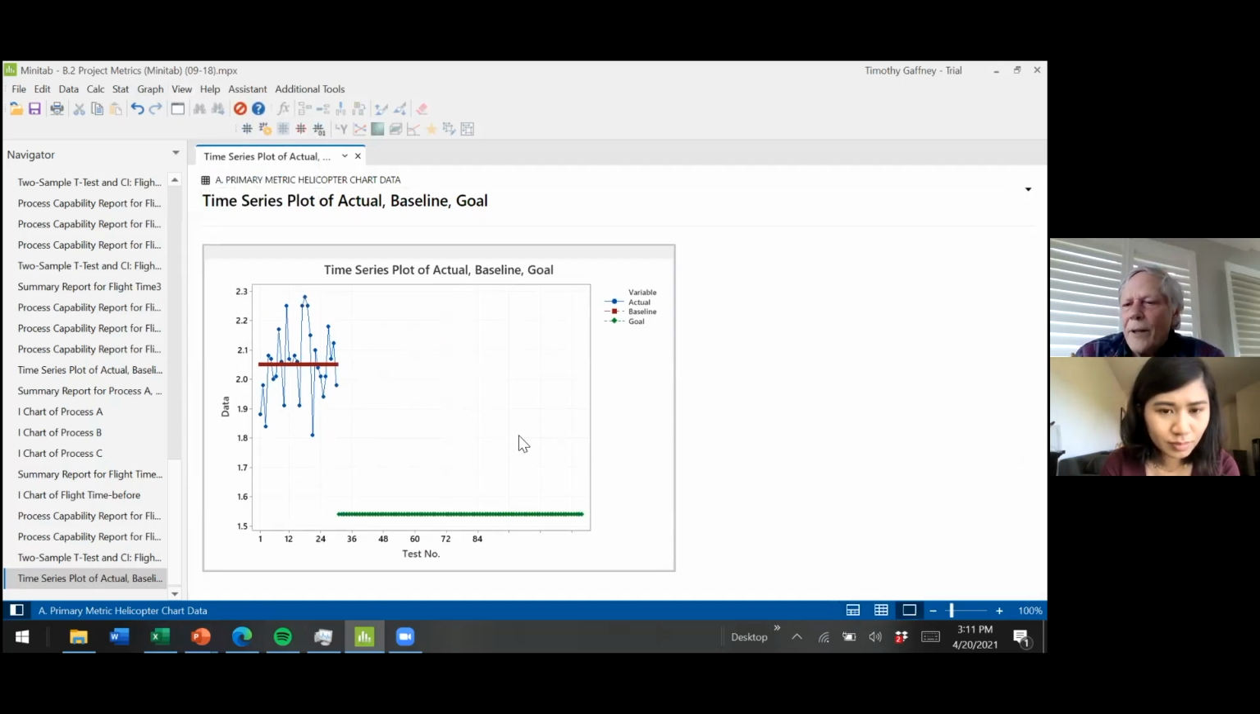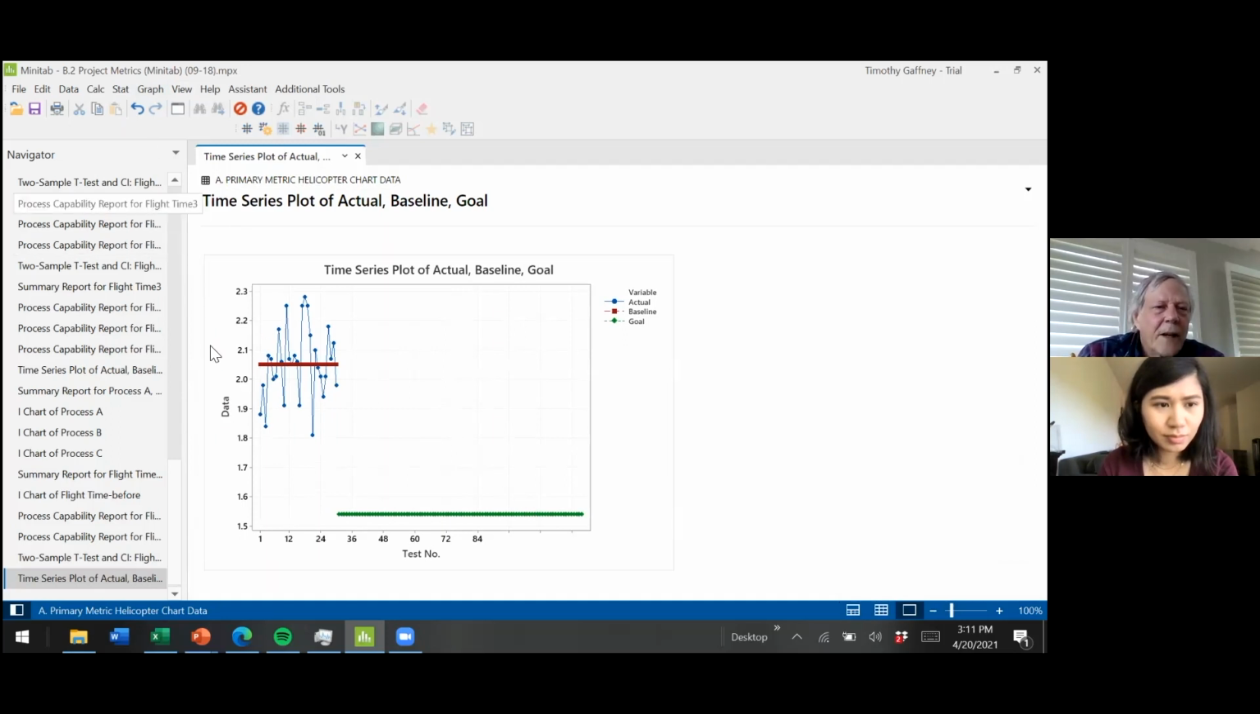This is our primary metric chart. Okay, so it shows the actual variation of the process. It shows its baseline, and then it shows its goal. Holy cow, look where we have to go, team. Okay, so it establishes the real rhythm of the direction that the whole project has to go.